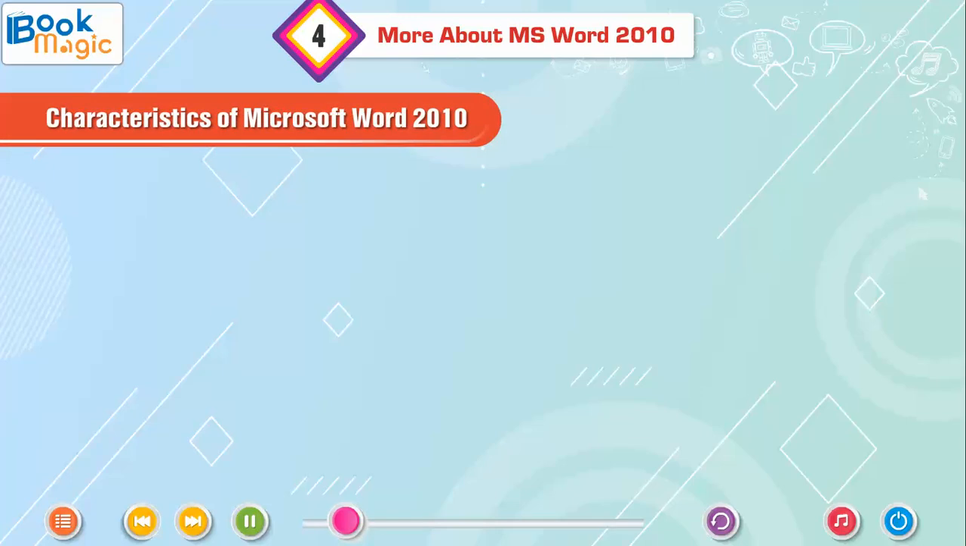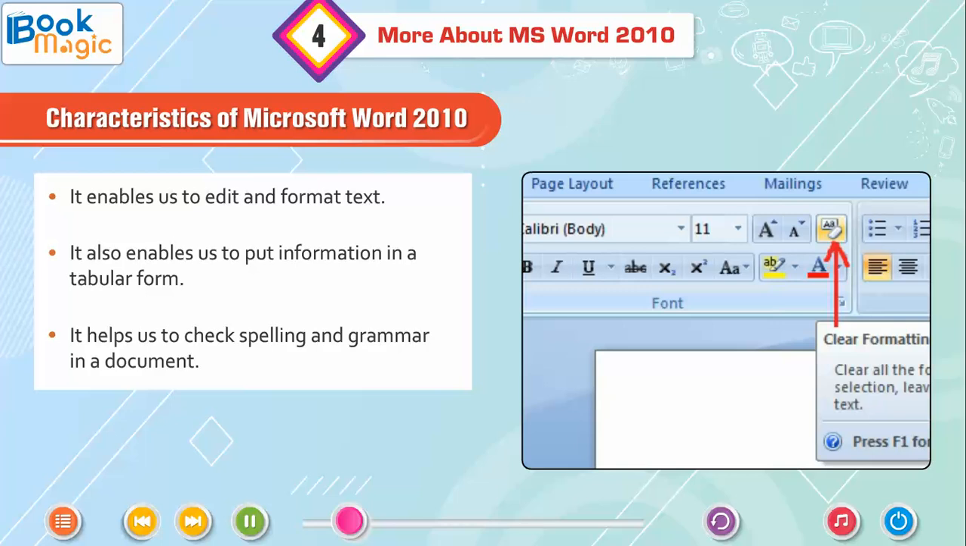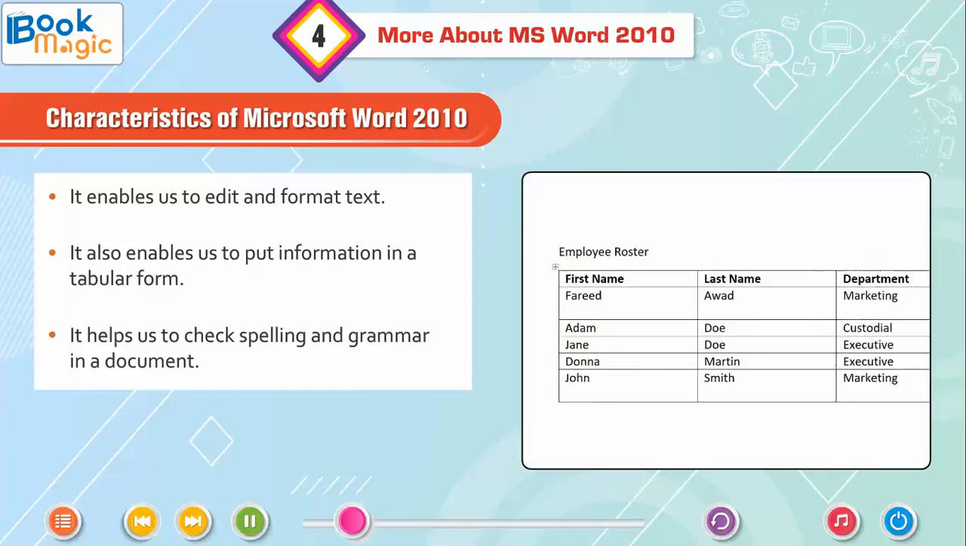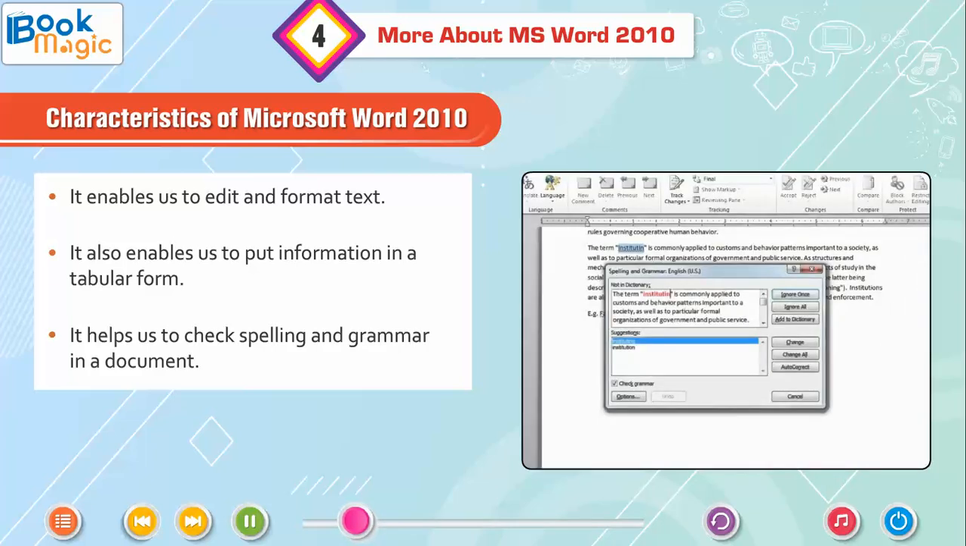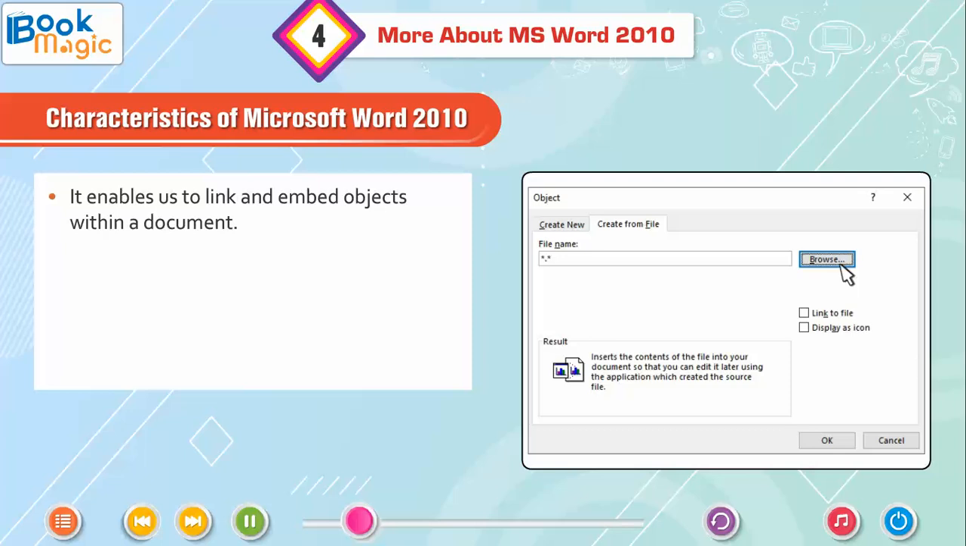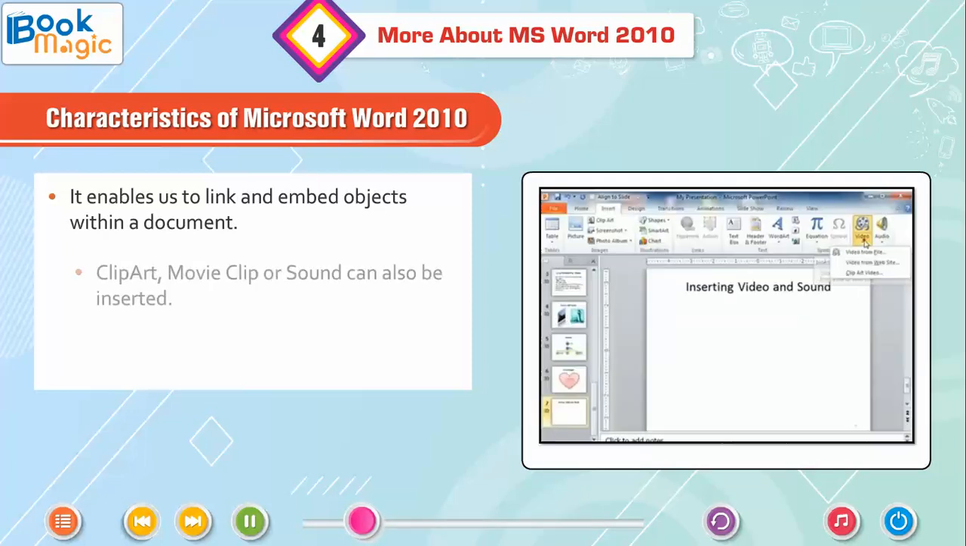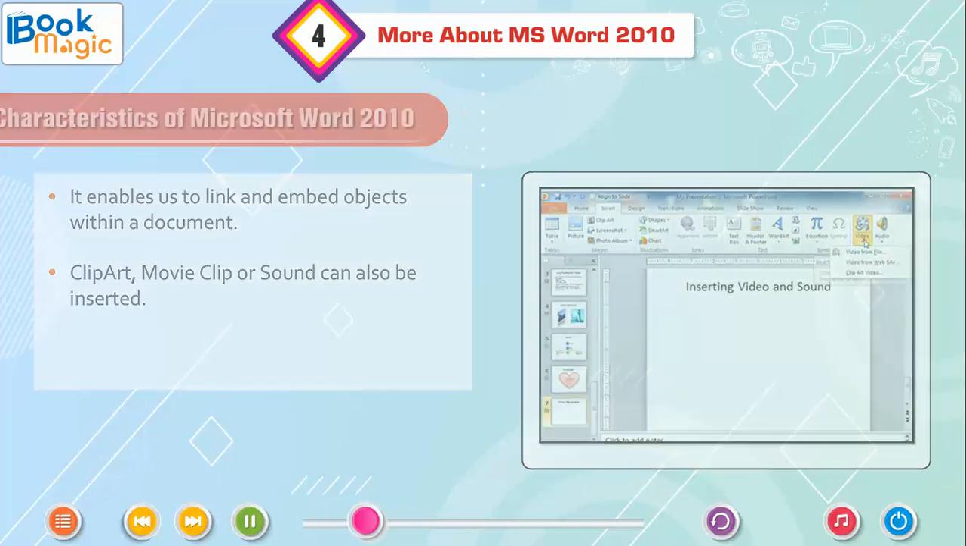Characteristics of Microsoft Word 2010. It enables us to edit and format text. It also enables us to put information in a tabular form. It helps us to check spelling and grammar in a document. It enables us to link and embed objects within a document. Clip art, movie clip, or sound can also be inserted.